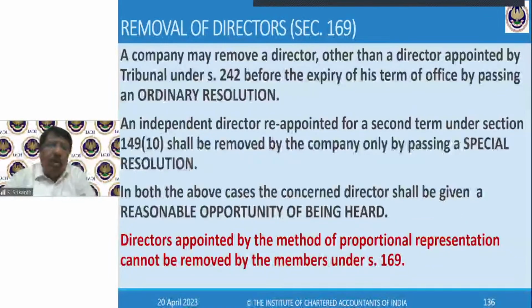No. Removal of director can be done at any general meeting. Why only AGM? See, you want to remove the director, you can hold a general meeting, EGM, and remove him. So no need for AGM. It can be done at the AGM, but it can be done at an EGM also.